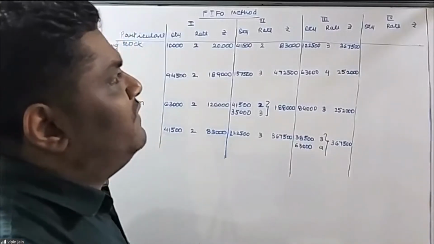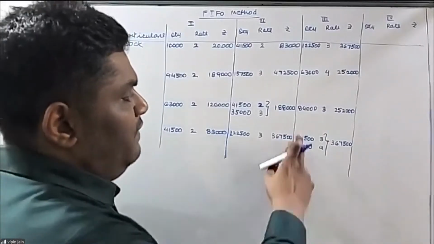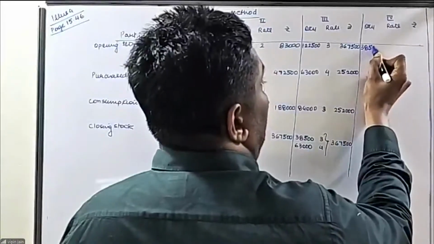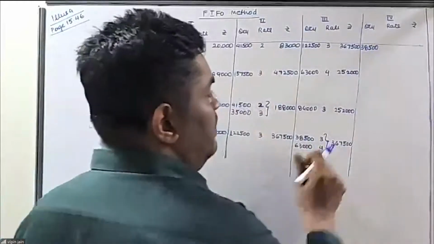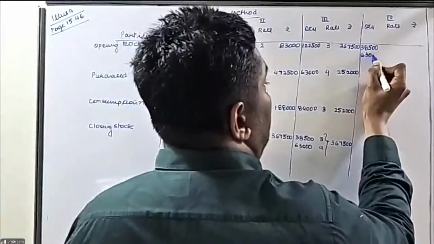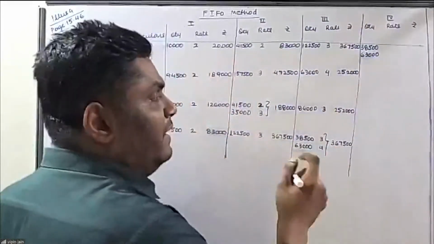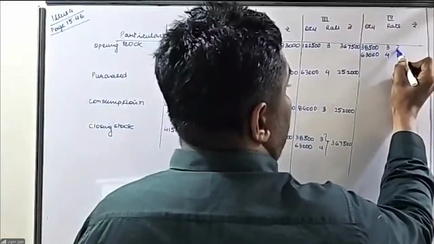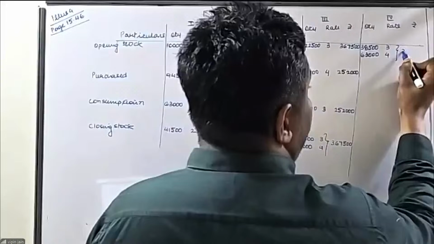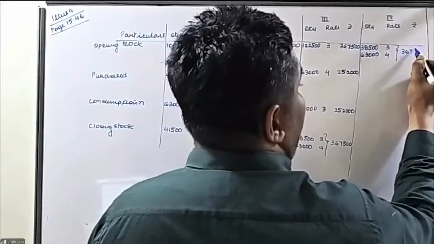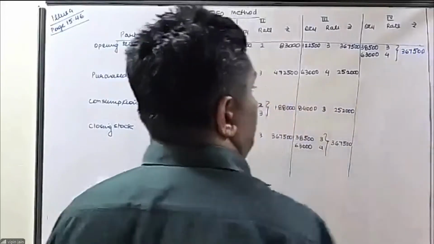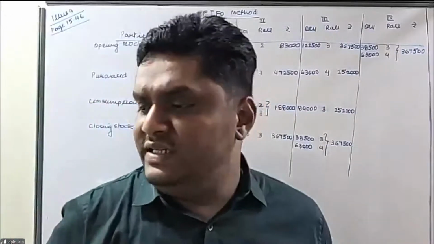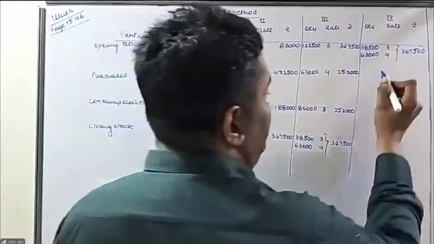So now let's start with the fourth quarter, wherein we have two opening stocks, 38,500 and 63,000, and the rates are 3 and 4, and the total value is 367,500. Now in the fourth quarter we didn't purchase anything. So nil.